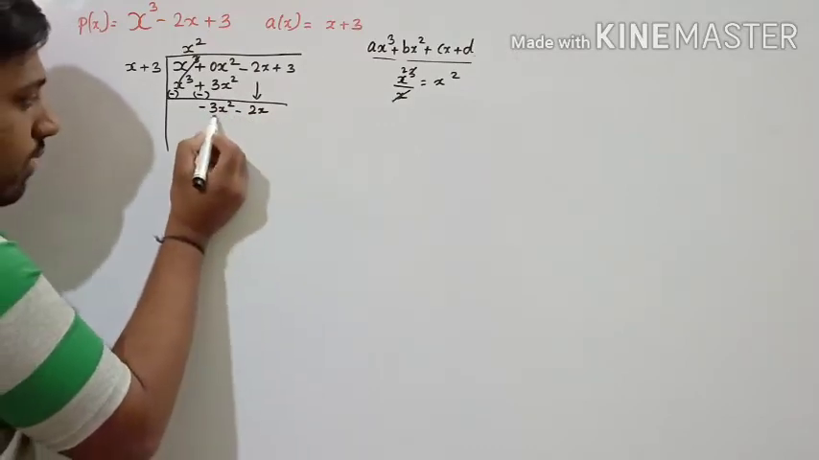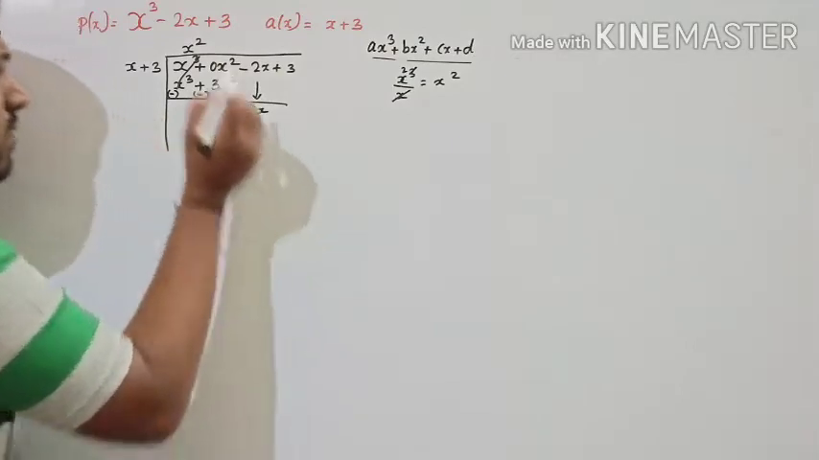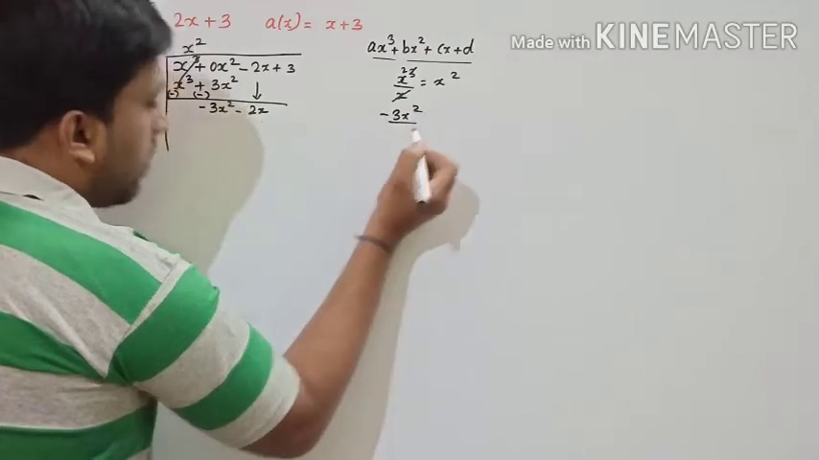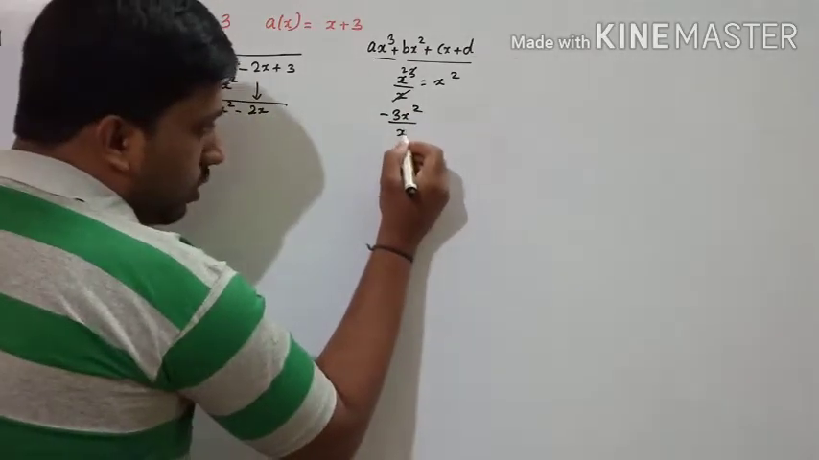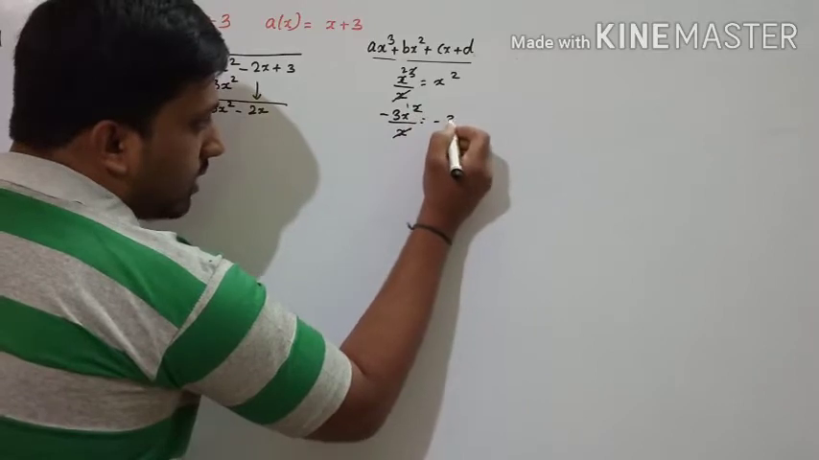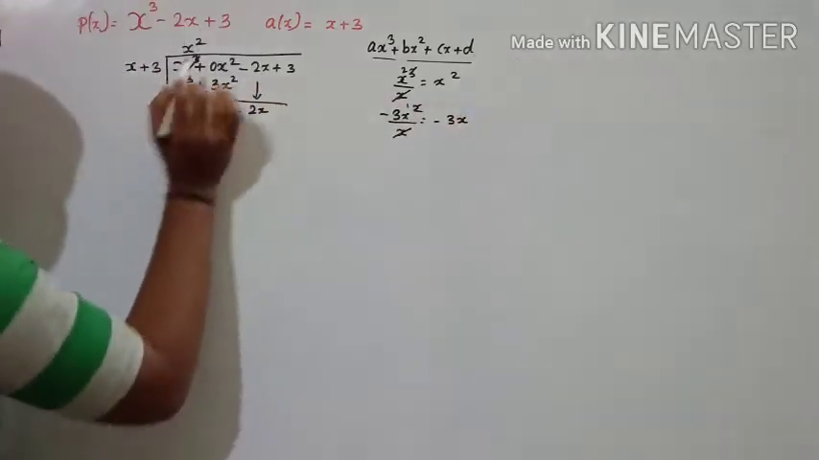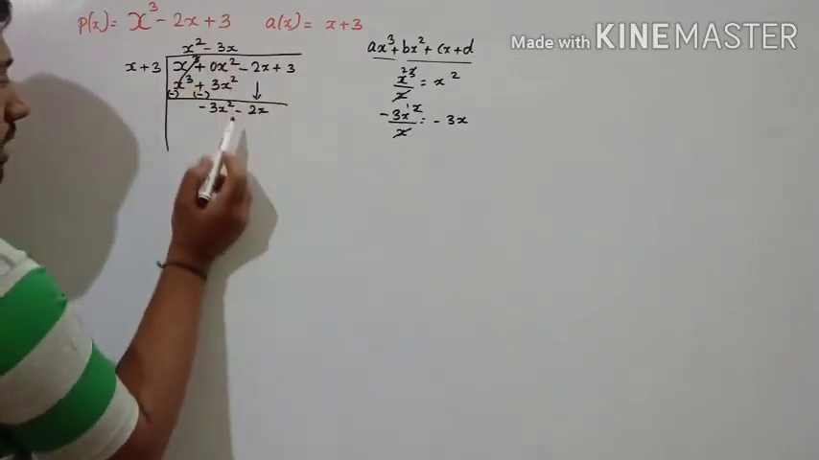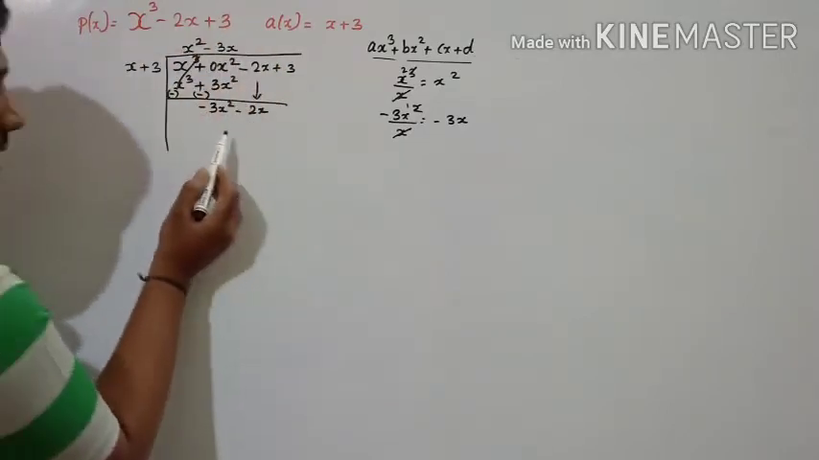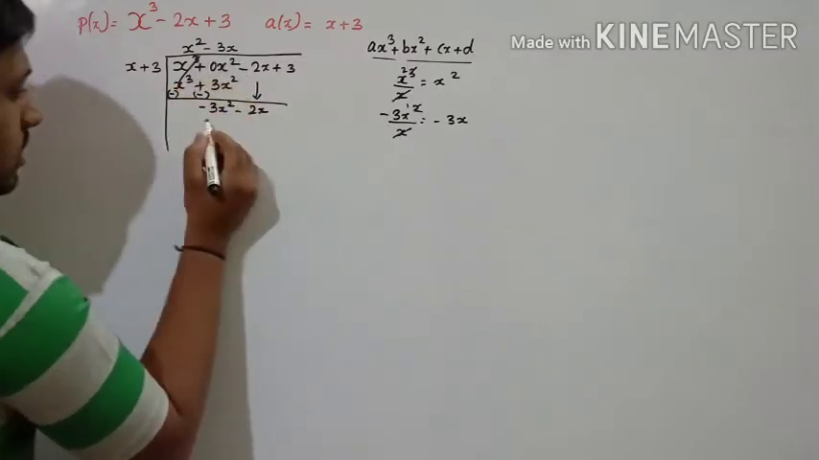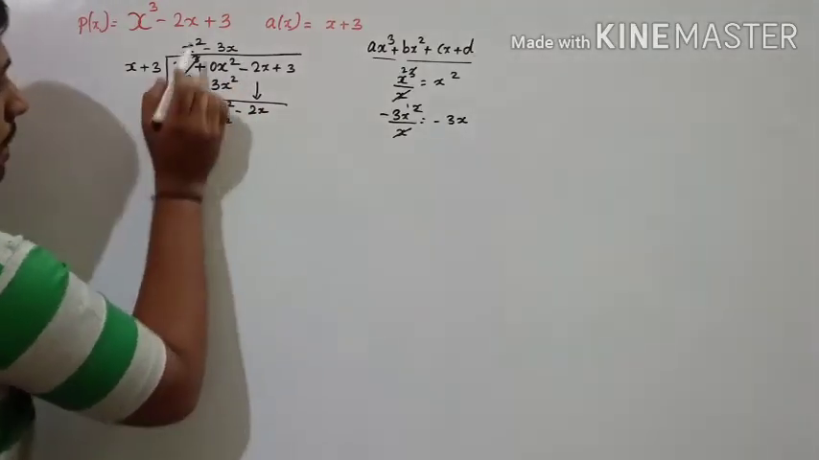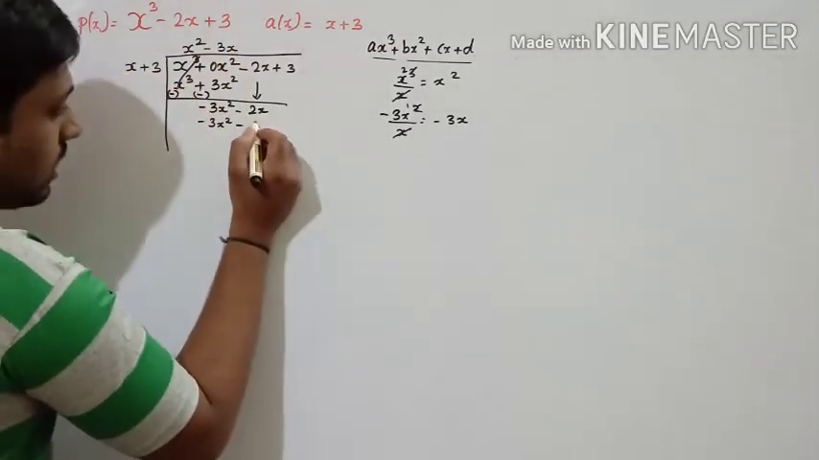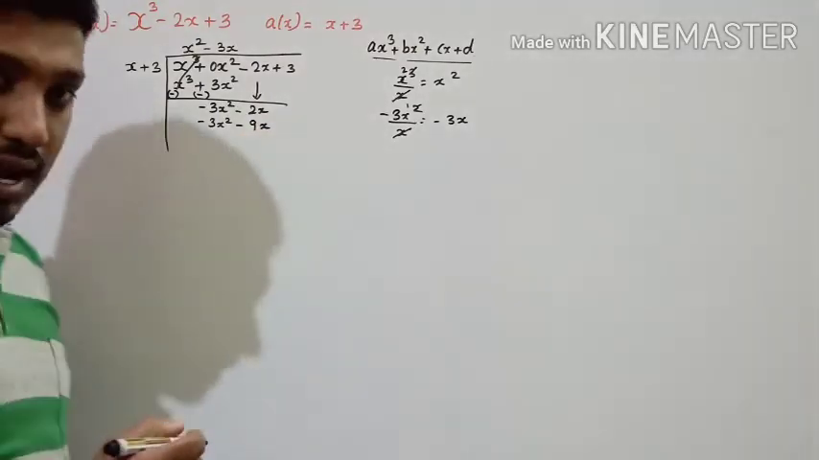Now I am going to consider this first term and again divide by the first term of the divisor. Here I have minus 3x square by x, right? x and x cancel, I will get minus 3x. This minus 3x again I will write in the place of quotient. Then I multiply minus 3x with the divisor and write it here. Minus 3x into x is minus 3x square, minus into plus is minus. 3 threes are 9, and minus 3x into 3 is minus 9x. I hope you people are understanding.